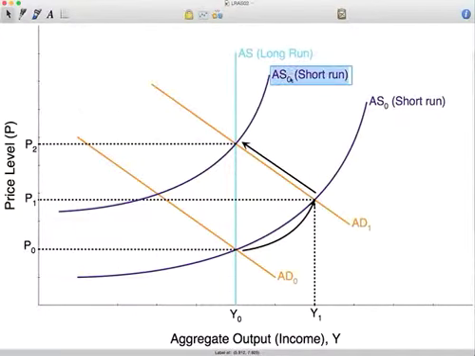And let me redo this so this is more appropriate. That's aggregate supply 1. So aggregate supply 1 is the new aggregate supply curve after firms react to higher input costs, including wages. The aggregate supply curve will shift to the left until we get back to where aggregate demand curve 1 intersects the long run aggregate supply curve.